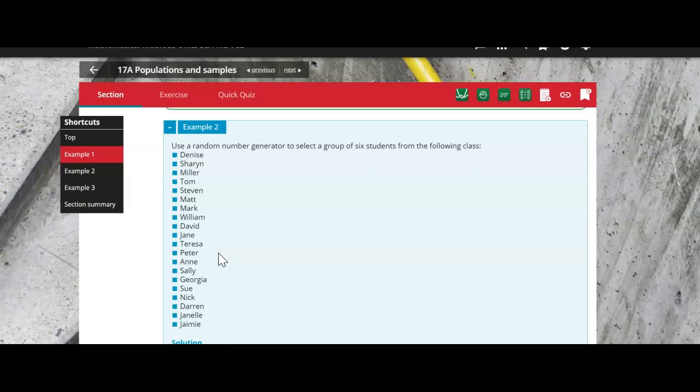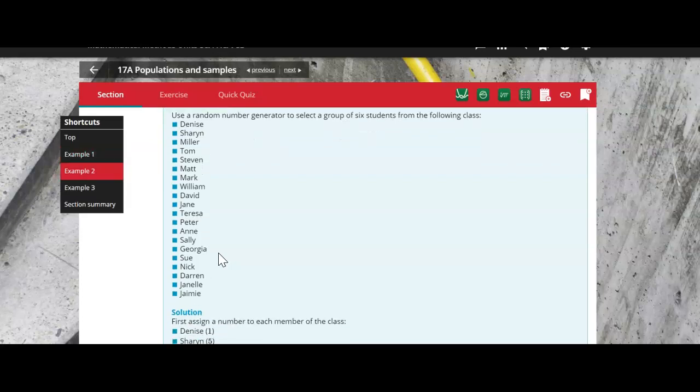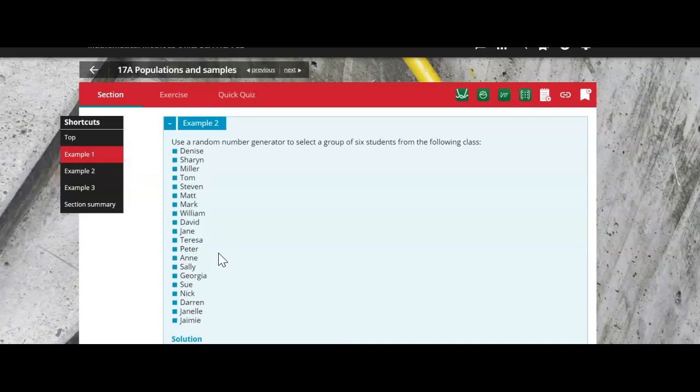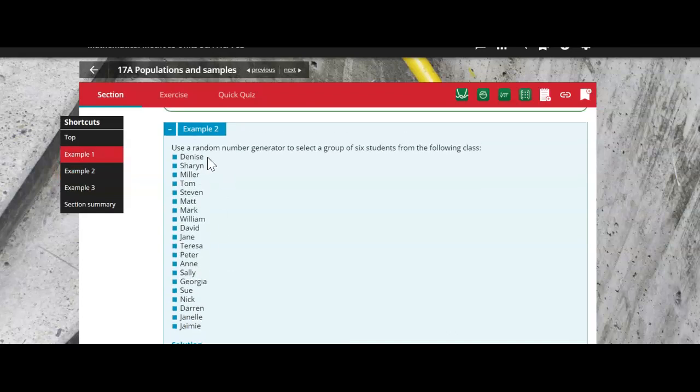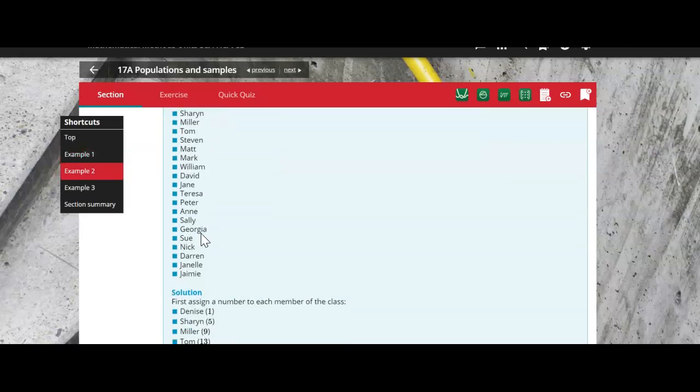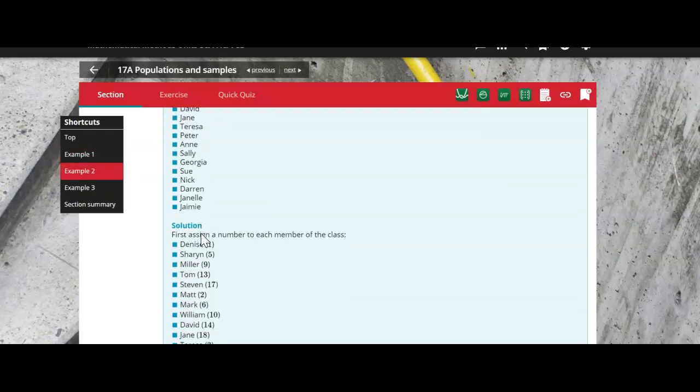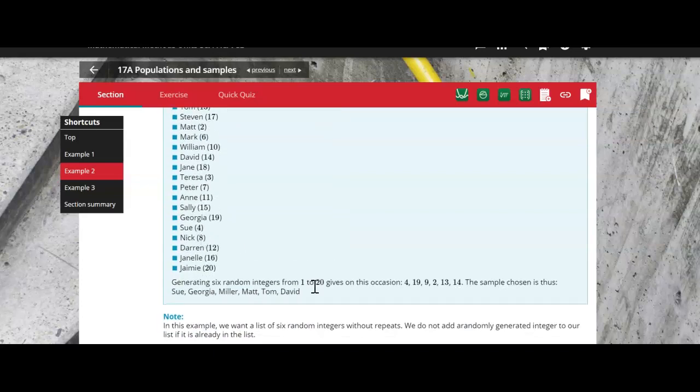You can use a random number generator, so you won't be examined on this. But what you would need to do is, because calculators work with numbers, not names like Denise and Sharon, I feel like we're in the 80s, you just assign a number and then you use your random number generator to come up with those people. So if we wanted 6 random numbers, we've got 4, 19, 9, 2, 13 and 14. And then you just go, well, what names correspond to those numbers? So we've got Sue, Georgia, Miller, Matt, Tom and David.